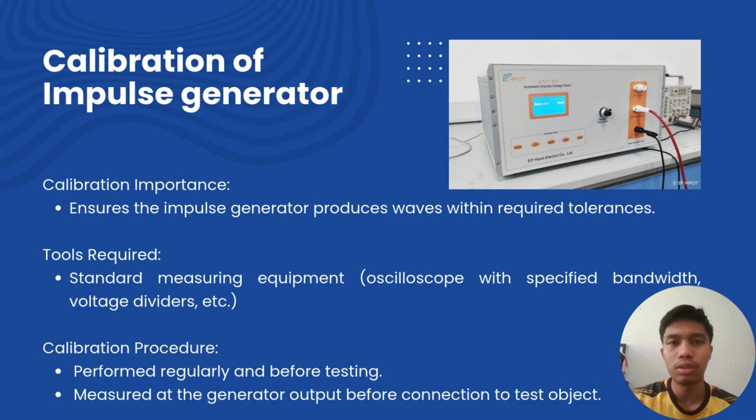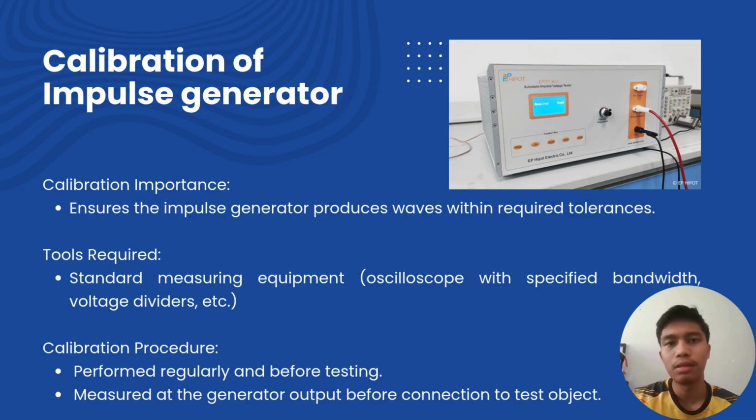Appropriate measuring instruments are also essential. This includes a high-frequency oscilloscope, voltage dividers, and recording devices capable of capturing full impulse waves. The instruments must be suitable for high voltage impulse conditions and properly maintained over time.